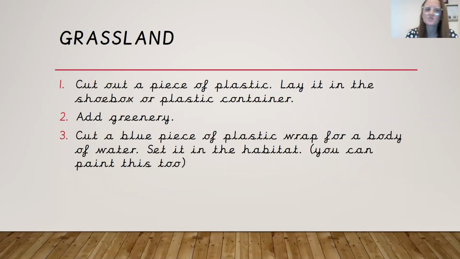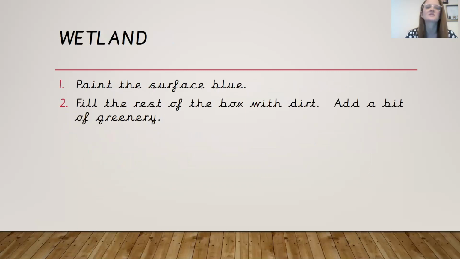A grassland, you could cut out a piece of plastic, lay it in a shoebox or plastic container, add some greenery, and you could cut a piece of plastic wrap for a body of water and set it in the habitat. You could also paint that. If you've got access to dry grasses, maybe you want to fill that with dry grasses as well. So again, you can go back, have a look at what the grassland looks like, and you are then able to create your own habitat.